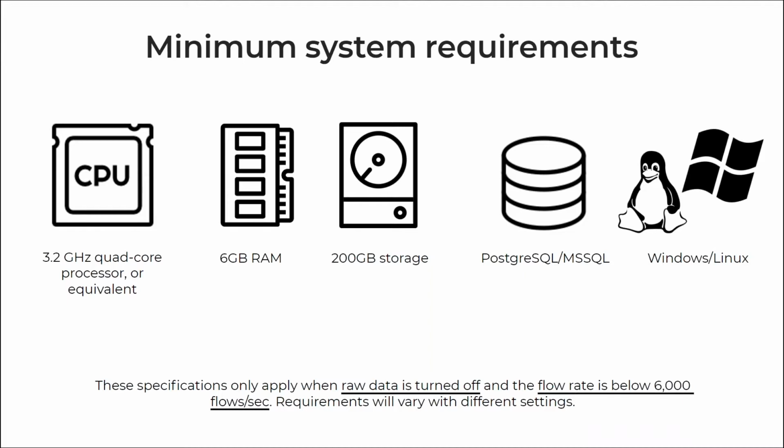So the base server spec that we say to start with is a CPU of 3.2 gigahertz quad-core processor or equivalent, a RAM of 6 GB with a storage space of 200 GB minimum. You can increase it if you want to. And the database that we support is PostgreSQL, which comes bundled with our product. It will be installed on the same server.